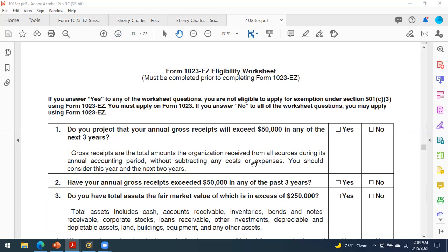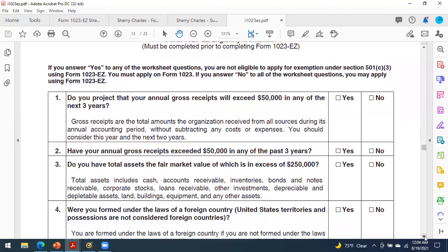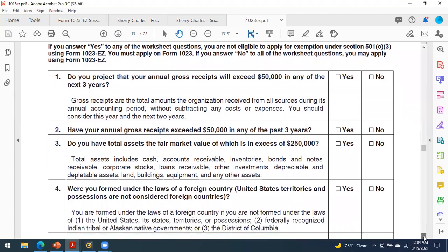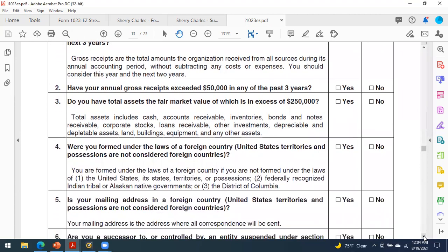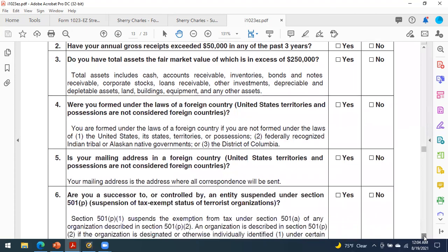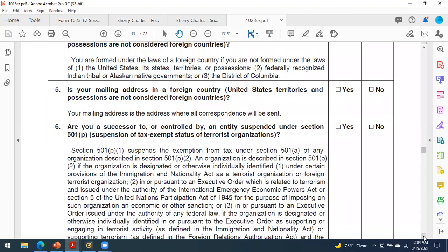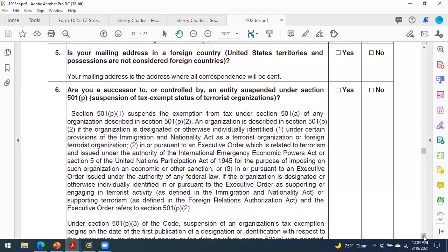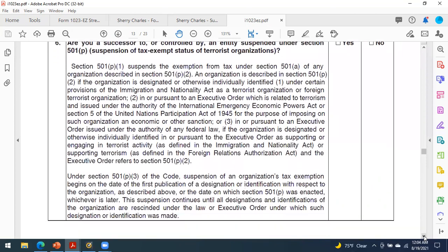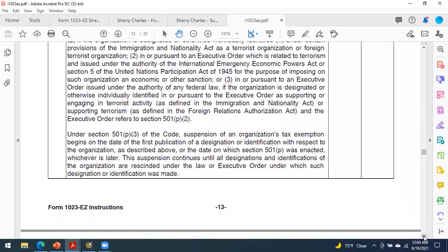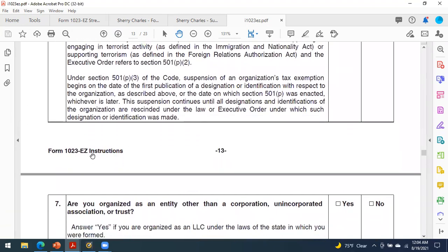So I'm just going to scroll down just a little bit so that you can see some of the other questions in this eligibility requirements worksheet. Now, this worksheet is not 23 pages, of course. I just skipped down to this section of the instructions. This is actually a copy of the instructions to complete the Form 1023-EZ. See, it says Form 1023 instructions here.